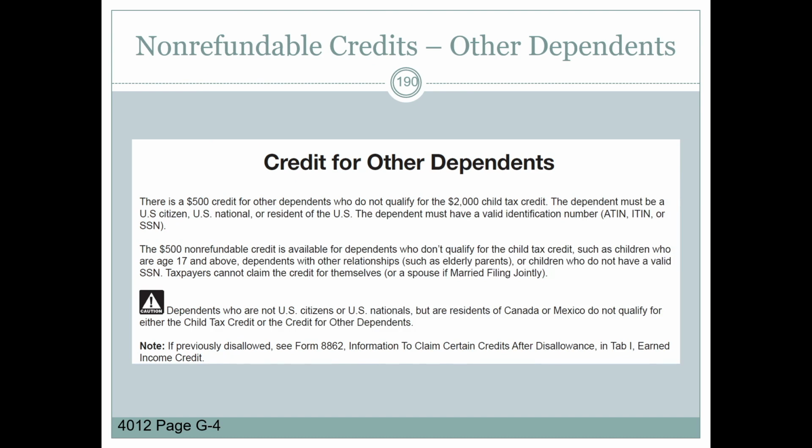If this credit has been disallowed in a previous year, then the taxpayer gets a letter from the Internal Revenue Service, and that information must be entered on Form 8862. How do you know if it's been disallowed?